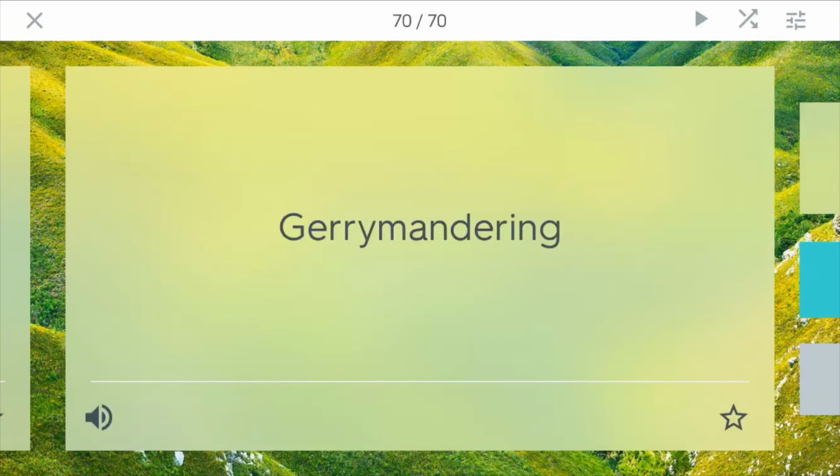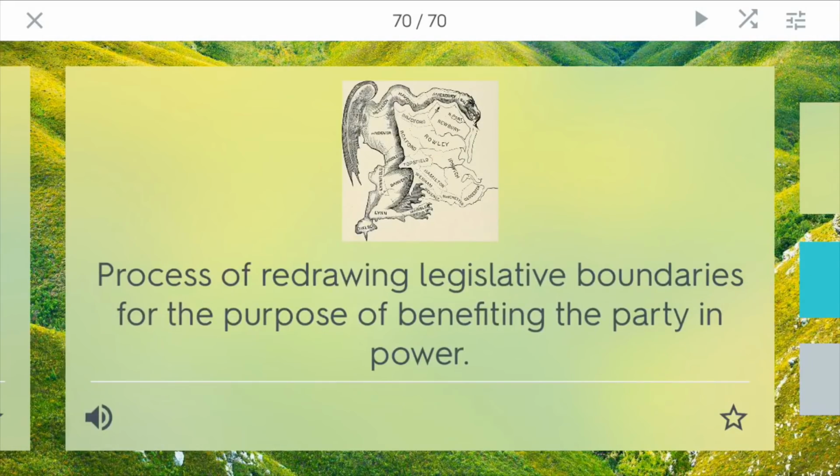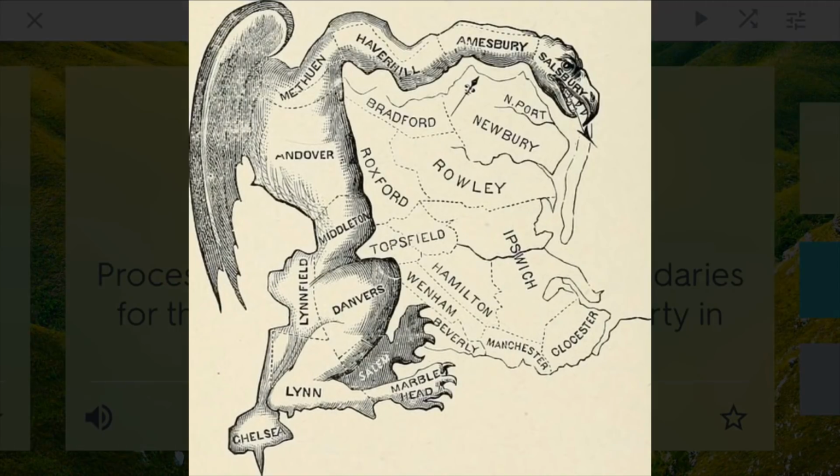And finally, gerrymandering. Gerrymandering is a process of redrawing legislative boundaries for the purpose of benefiting the party in power. So there was a politician named Jerry, and he tried to redraw his district into a weird shape so he could ensure his re-election, draw it where his voters lived, kind of like this. And people were like, hey, that's a salamander, but they're like, no, it's a gerrymander. So that's how the term gerrymandering came to be.